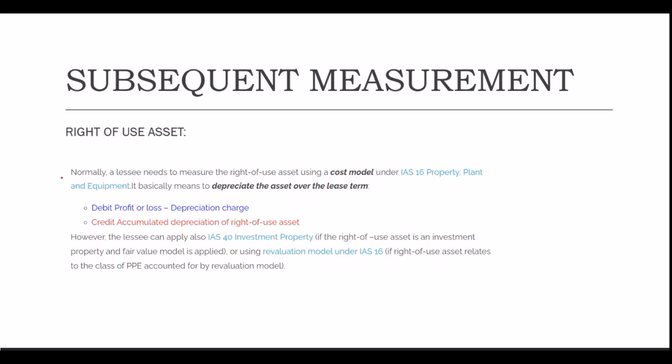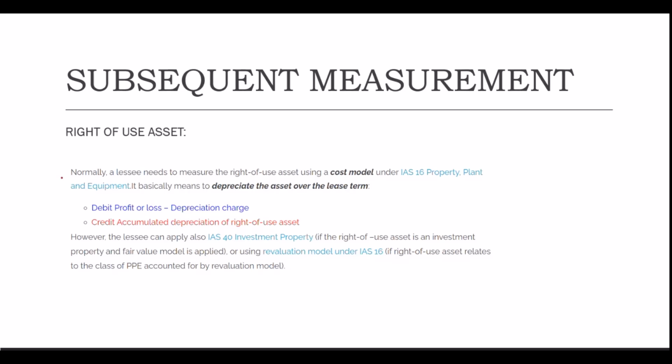However, the lessee can also apply IAS 40 investment property if the right of use of an asset is an investment property and the fair value model is applied. Remember, for investment property, you have two subsequent measures. Initially, you measure investment property at cost, but subsequently you can have what? Fair value. Subsequently, it is fair value or at cost.